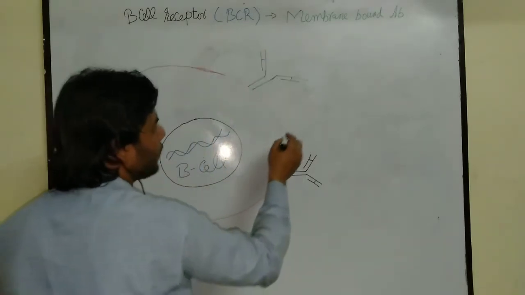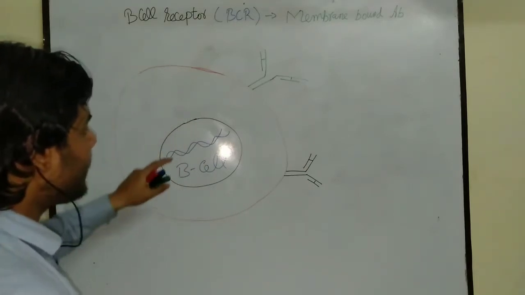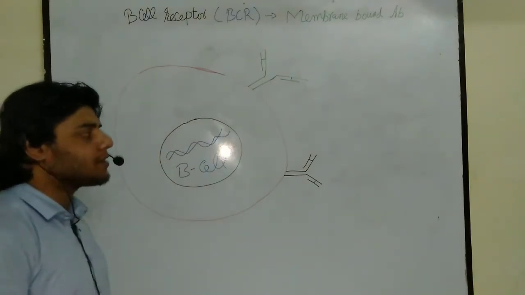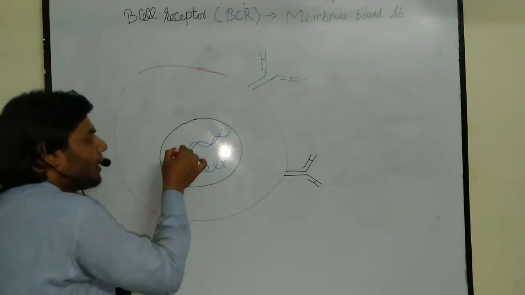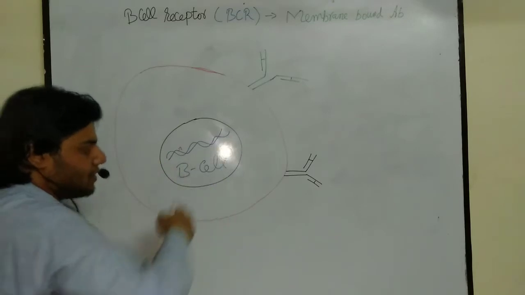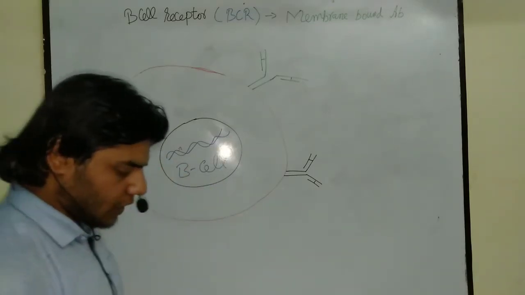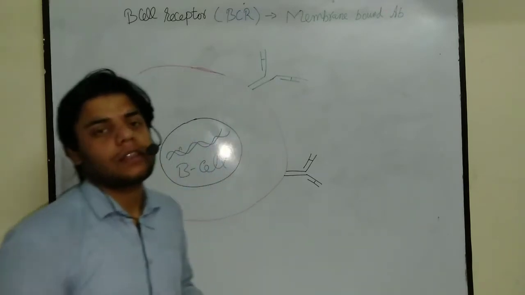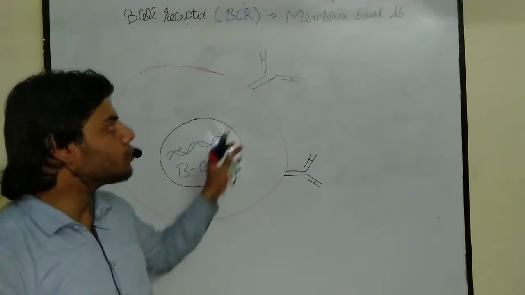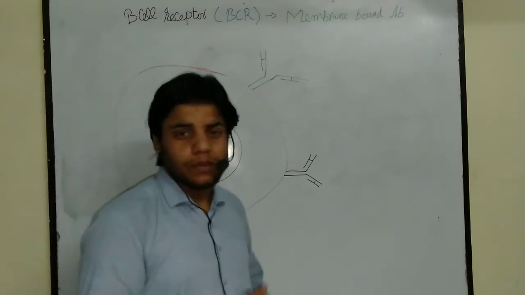These two are actually B cell receptors. Remember guys, as we already talked, the B cell receptors are mainly formed from DNA. This DNA is transcribed into RNA, and this RNA is then translated into protein. These proteins then give rise to the different types of B cell receptor.